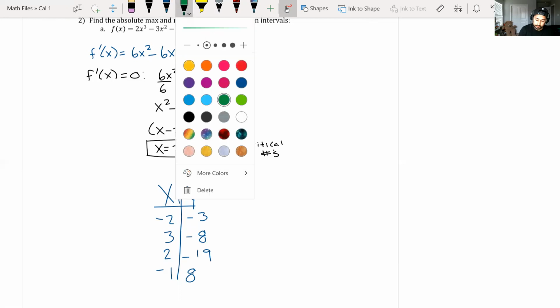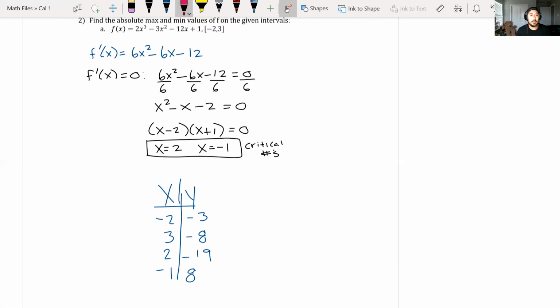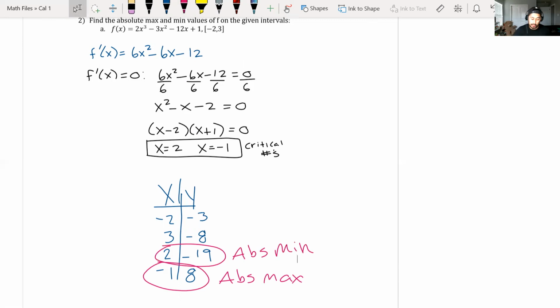Okay. This means that the largest y value is 8. So here's my absolute max. The smallest y value is negative 19. There's my absolute min. Done. Not bad at all.